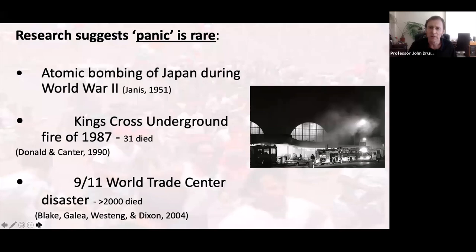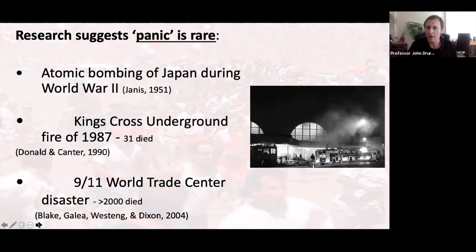And they said panic wasn't the reason that people died. There wasn't much evidence of panic. People were thinking about what they were doing. They were using scripts. They were using the wrong exits. That's why they died. And they were using familiar exits. They weren't panicking. And then there is the most well-researched disaster of all time, perhaps until now.